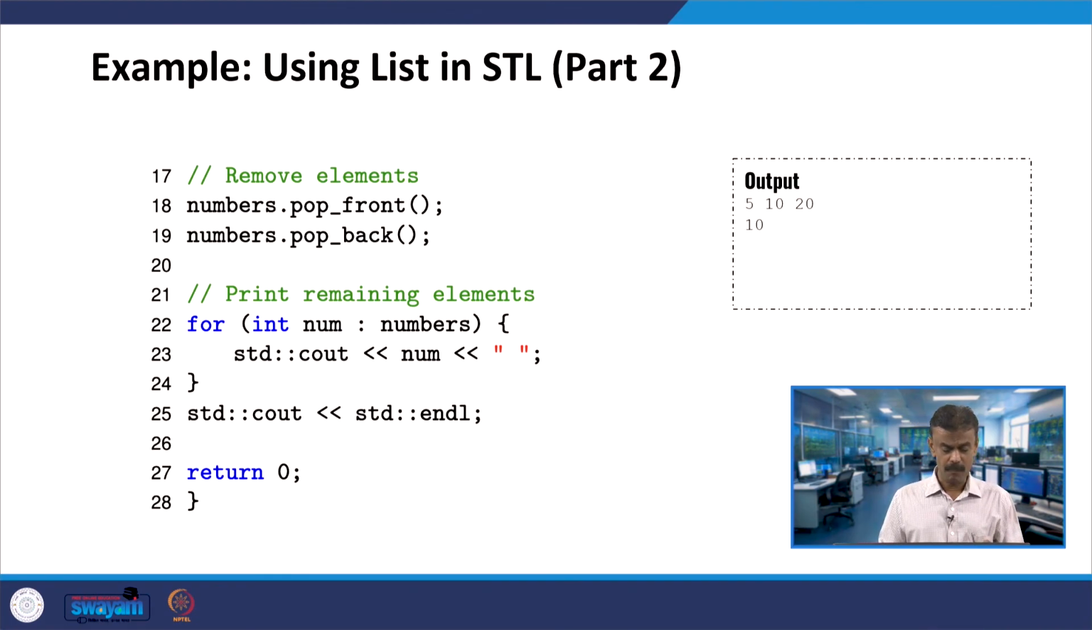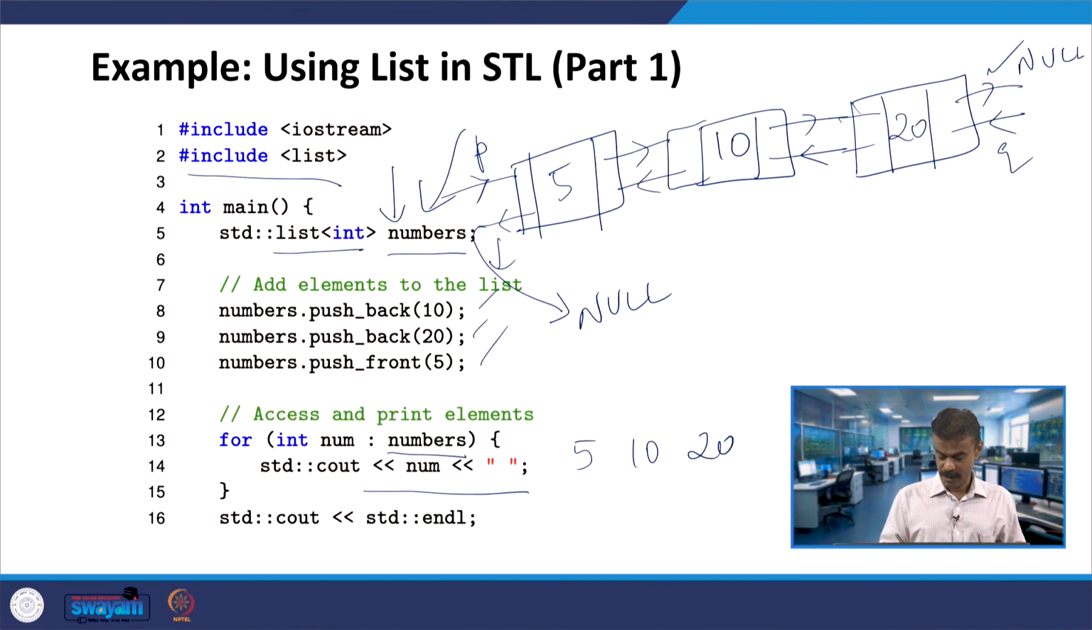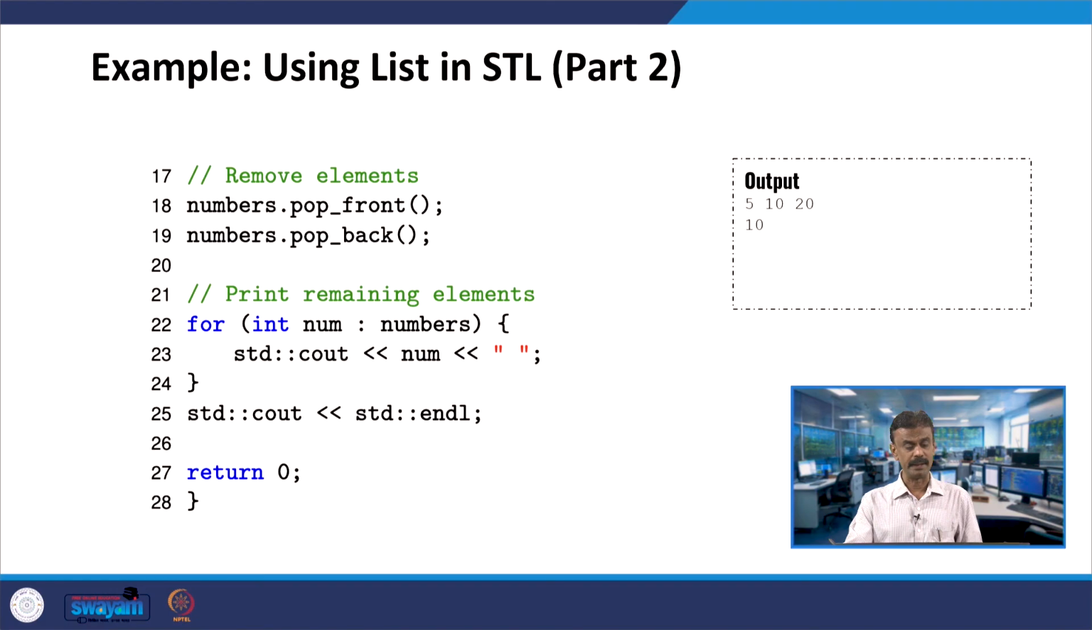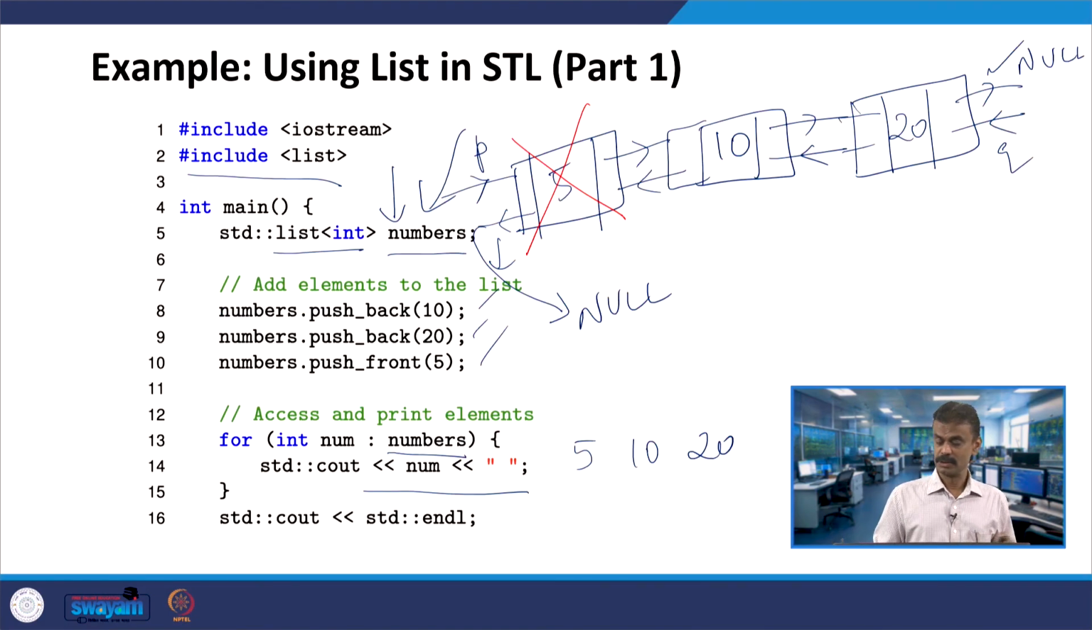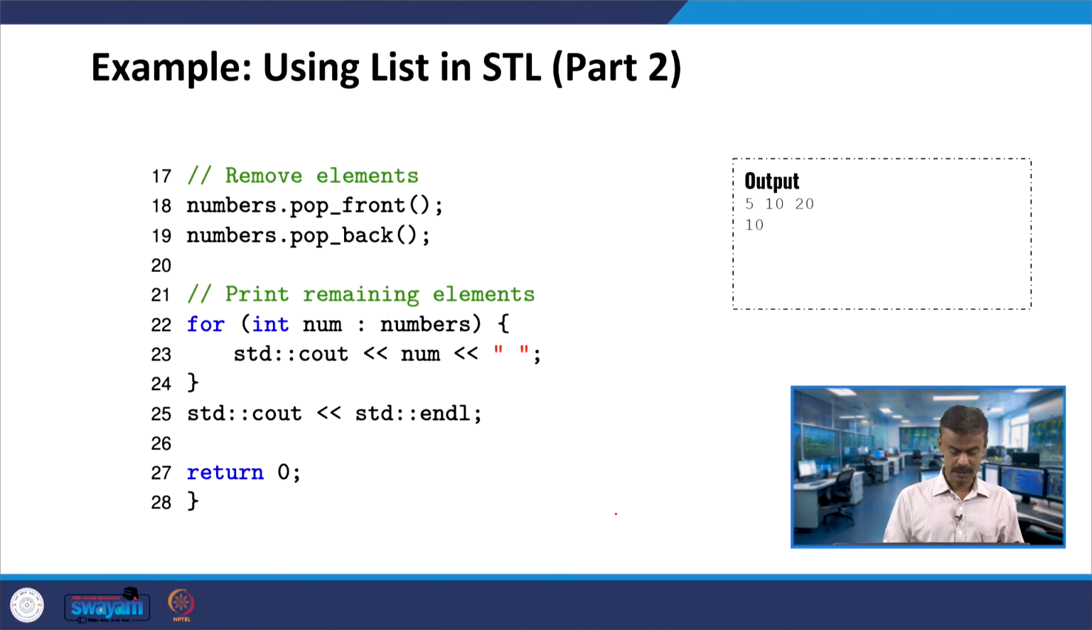When I do pop front, I am removing 5, let us say 5, 10, 20. Pop front meaning I am removing 5. Now the remaining elements are 10 and 20, and then pop back, at line number 19 you have pop back. That means this will also be popped out. What is remaining? 10, right. So, the remaining 10, correct, I am going to print num.